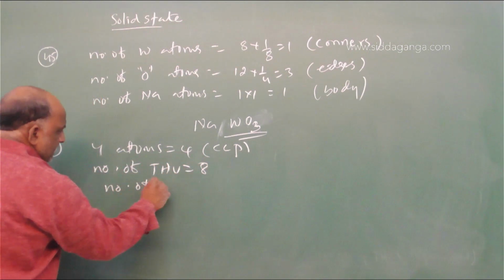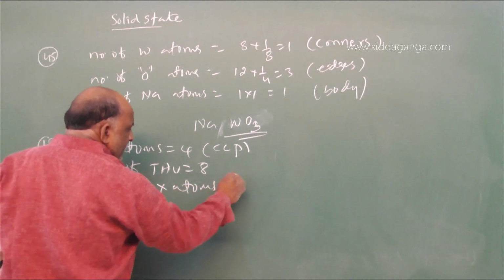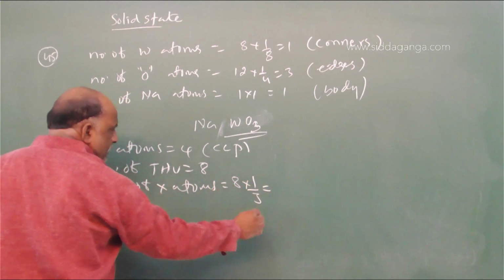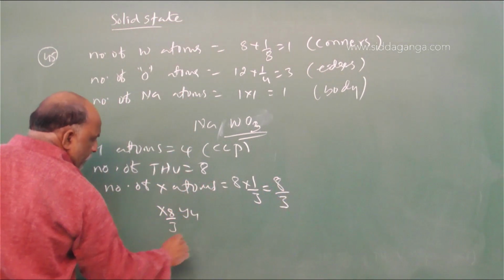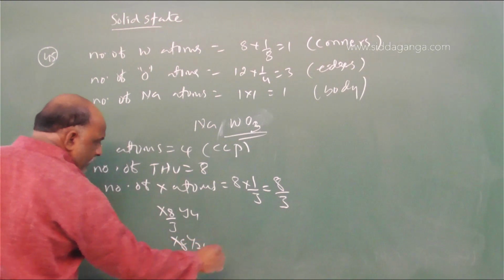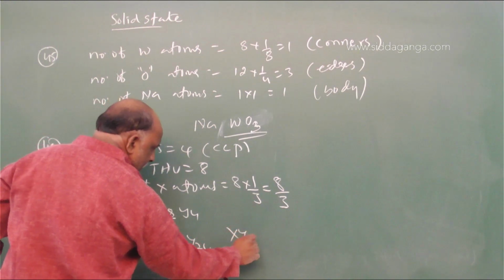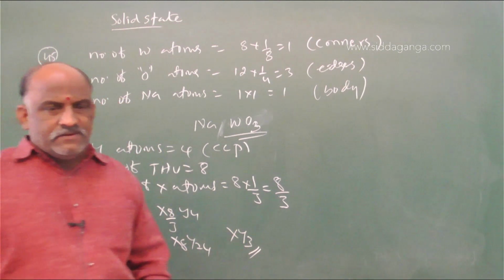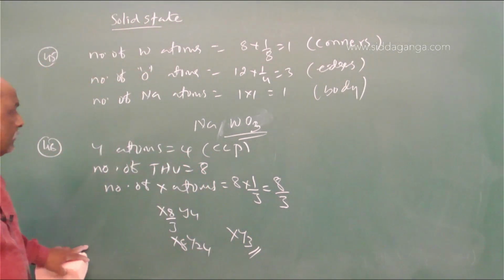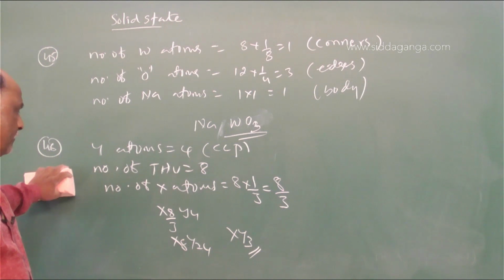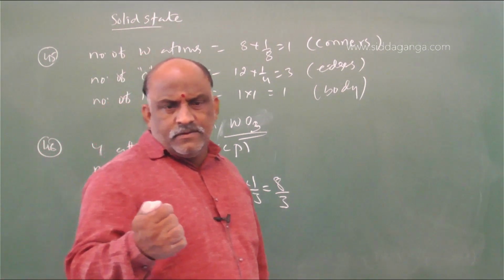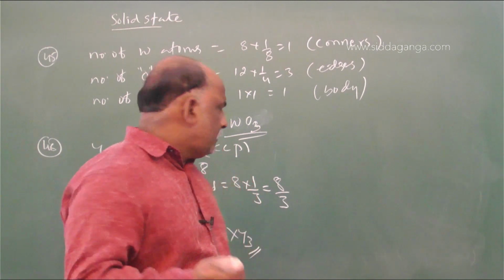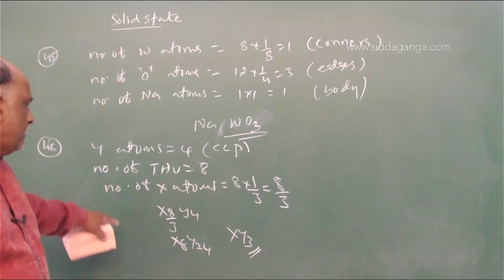So the number of X atoms is equal to 8 into 1 by 3, so that is 8 by 3. So X is equal to 8 by 3, Y is equal to 4. X8, Y12, so XY3? We made a mistake. CCP lattice, X occupies 1/3 of tetrahedral voids, 8 into 1 by 3, 8 by 3.